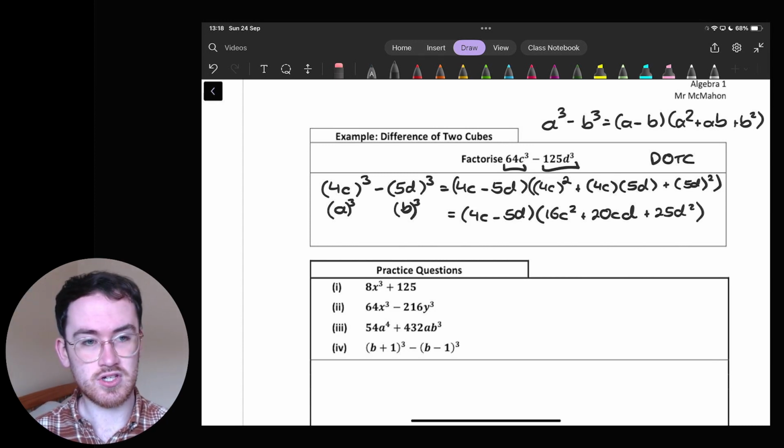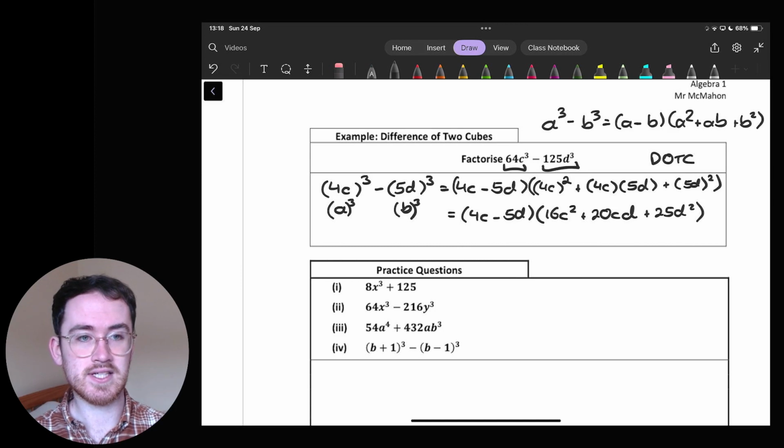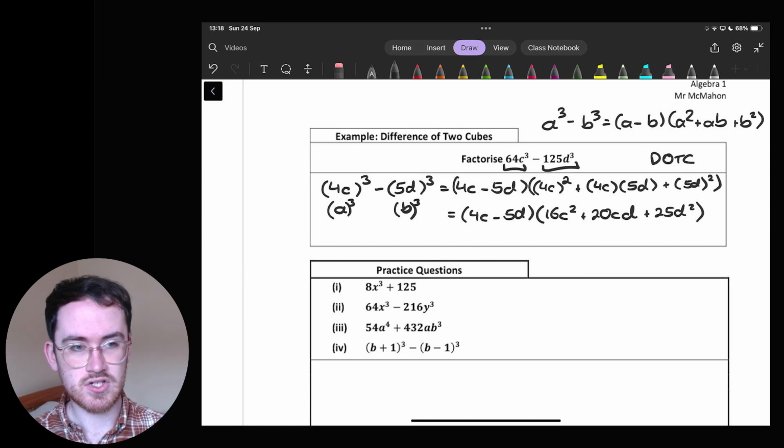Okay, and that's my end result. I can't go any further. If I was to multiply it out again, I would just end up back where I started. So we have factorized that into our difference of two cubes there.